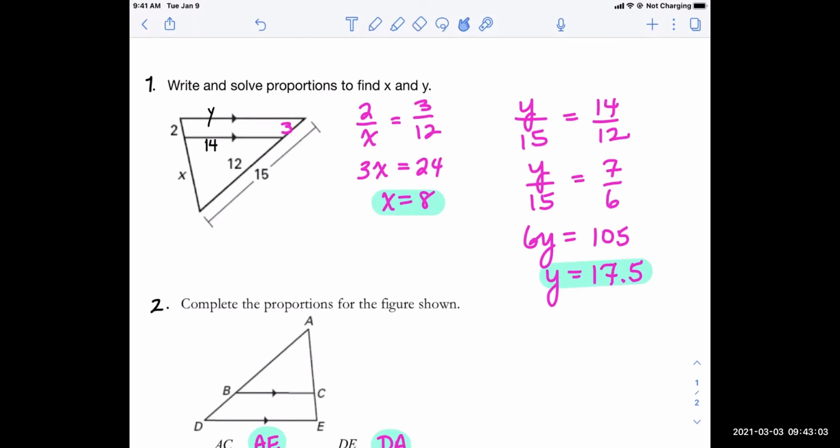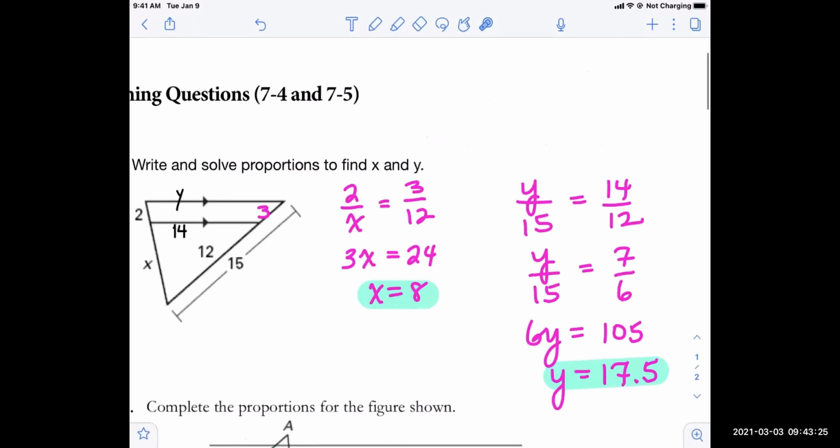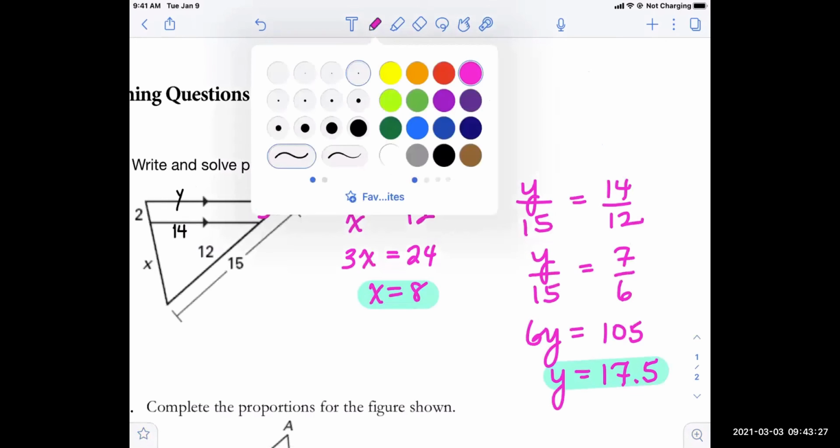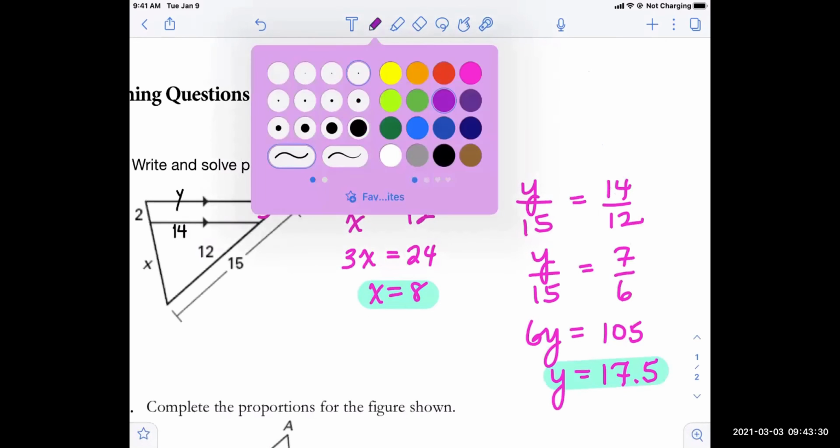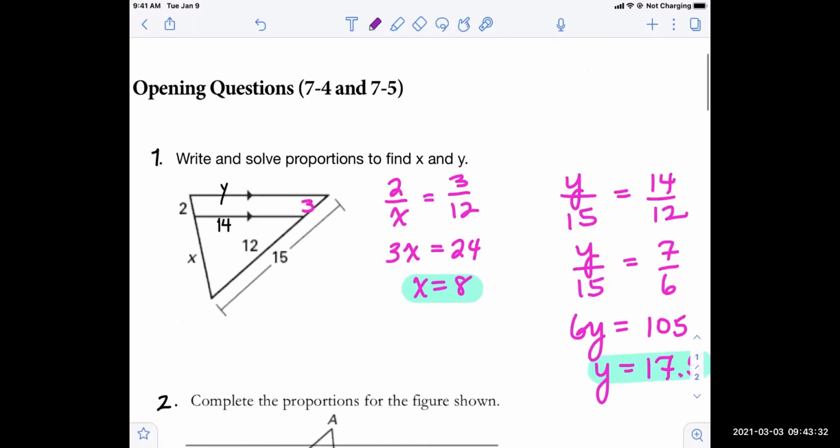Questions on number 1? Give me a different proportion that we could have used here. Give me a different proportion to find y. I did y to 15 and then 14 to 12. Tell me a different way you could set that up. What if you did like Lucy? 8 over 10.